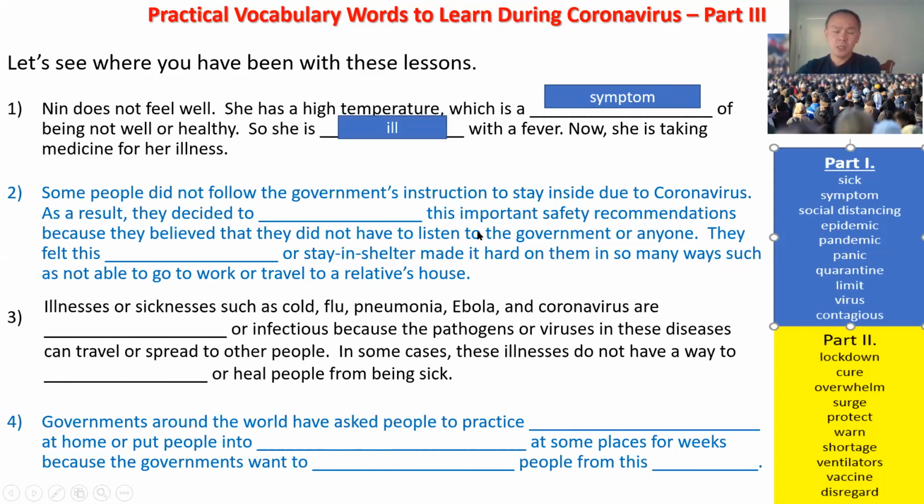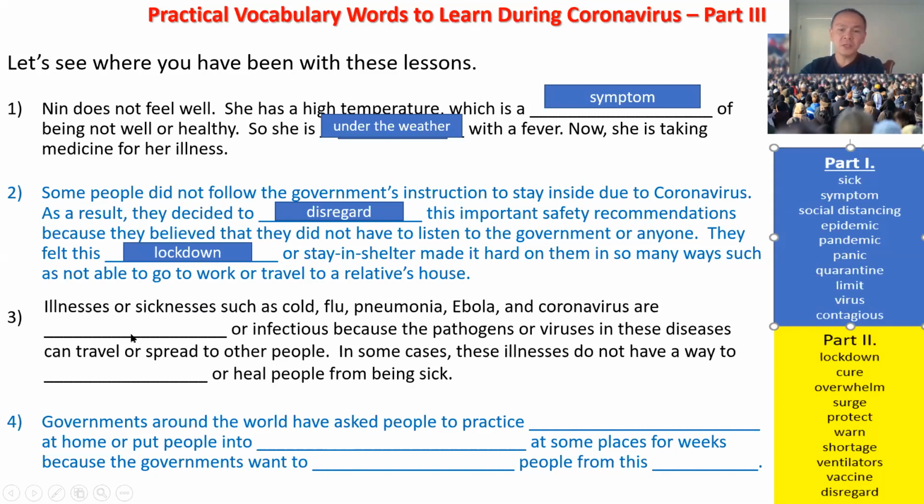Sick. She is ill. Ill means sick. Not well. Under the weather. Okay? Under the weather means you are sick. So when someone says that you are under the weather, you are sick. This one, well, when you don't listen to the government, you disregard, okay? Lockdown. Lockdown is a stay in shelter.